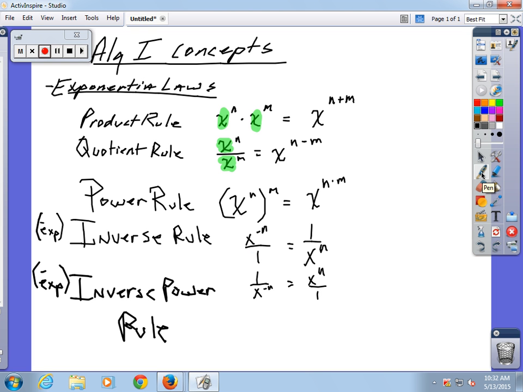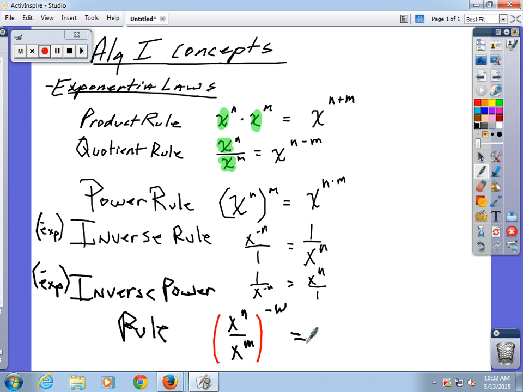Okay, with power rule, and I'm going to put these in red, you're going to have parentheses, and you're going to have in the parentheses x to the n over x to the m, and you have it raised to the negative w power, or some negative power. Now, what this does, if you flip what's on the inside of parentheses, it will make this positive. So, the difference between the inverse power rule and the inverse rule is the inverse rule does not have parentheses.